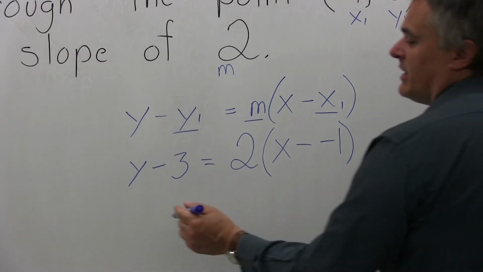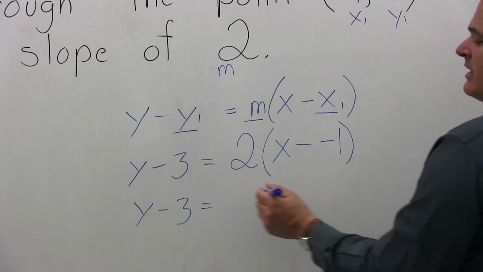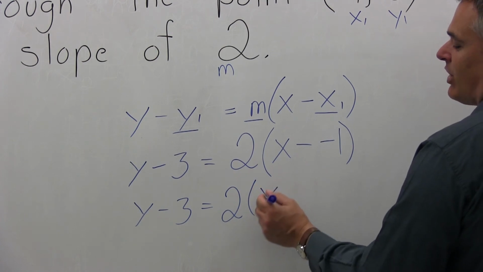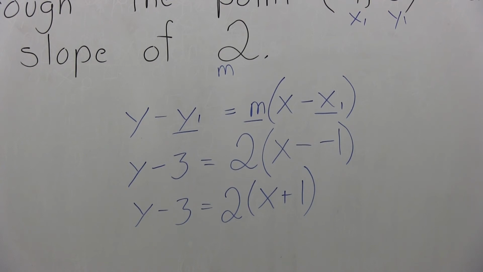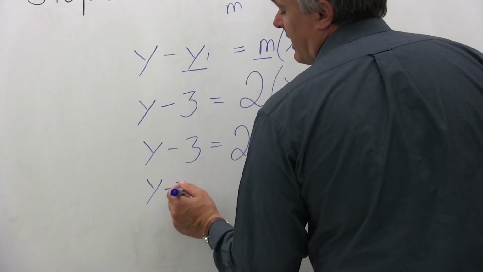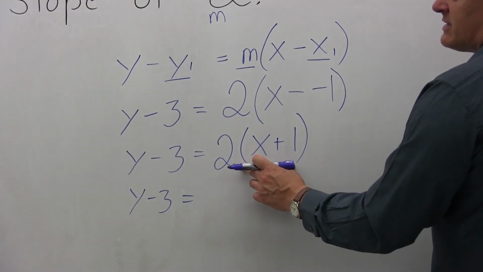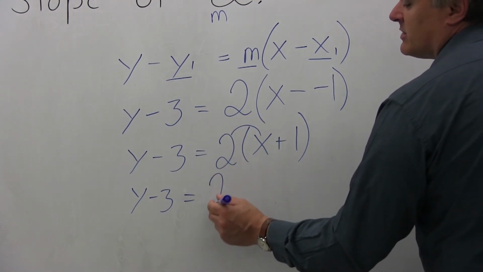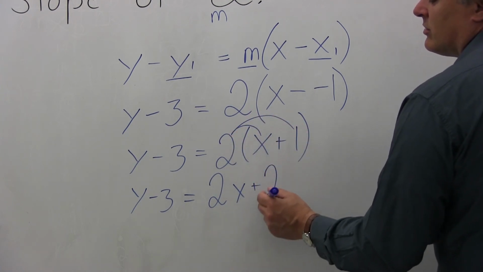So to simplify it a little bit, let me leave y minus 3 on the left side of the equals for a minute. And I'll leave the 2 in front of the parentheses. I want to change this to x plus 1 instead of minus a minus 1. So one more step down, the y minus 3 on the left will stay. And the 2 times x plus 1 in parentheses, I'd like to clear the parentheses. So 2 times x becomes 2x. 2 times 1 becomes 2.